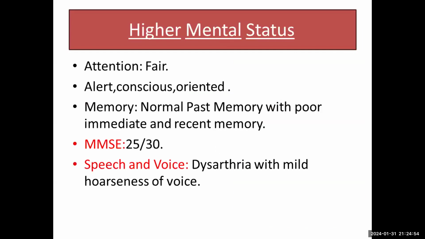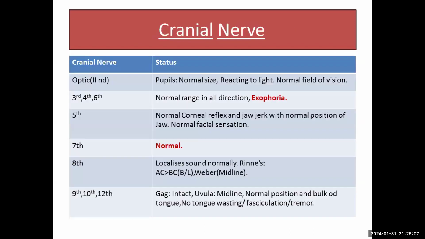Examination of higher mental status: MMSE score was 25/30. Attention was fair. The child was alert, conscious, and oriented. There was mild dysarthria with mild hoarseness of the voice. Examination of the cranial nerves showed exophoria of the right eye, and the other cranial nerves are within normal limits.